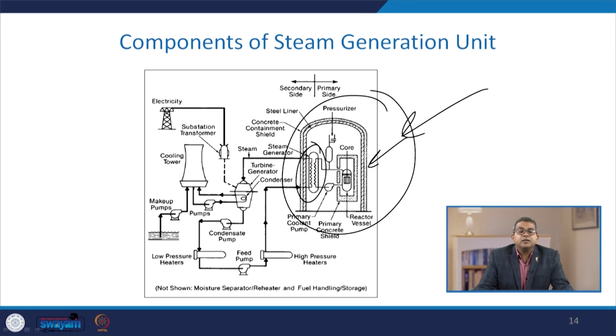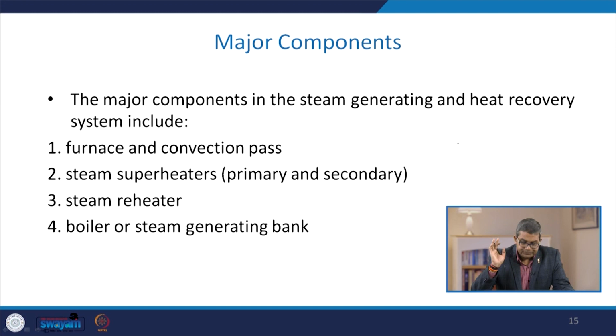Now since the chances of any pollution, especially atmospheric pollution, are negligible, the stack and other particulate units have been removed from this particular juncture. So this is the basic difference between the nuclear reactor steam generation unit and the boiler type of steam generation unit.